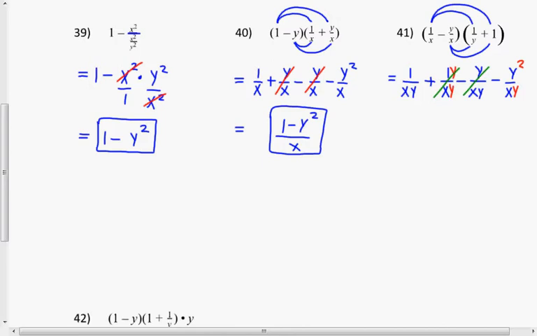So those 2 middle fractions cancel, and the outside fractions with their common denominator can be written 1 minus y squared over xy. I could factor the difference of 2 squares, but it wouldn't do me any good. It wouldn't cause any common factors to cancel out, so I'll just leave it written that way.